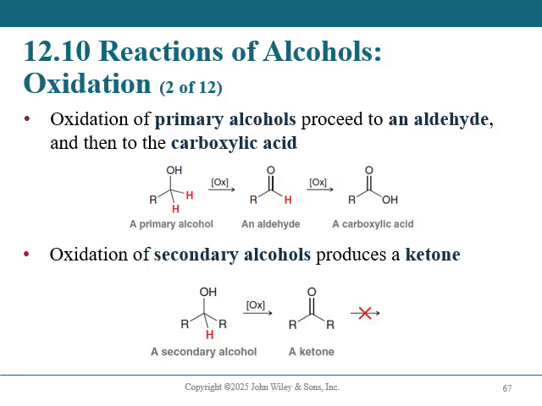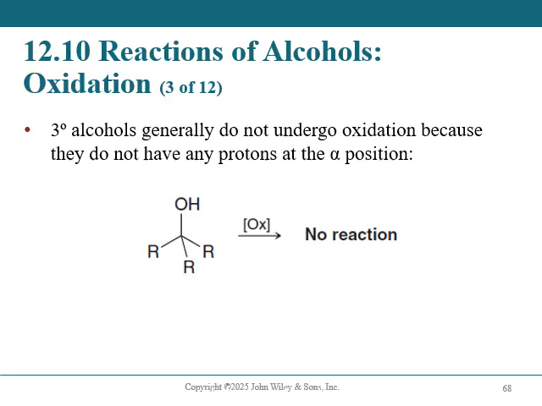Oxidation of primary alcohols proceeds to an aldehyde, and later on, if you keep oxidizing, it proceeds to a carboxylic acid. Oxidation of secondary alcohols will produce ketones. It stops there, it doesn't really produce esters or anything like that. Tertiary alcohols generally don't undergo oxidation because they don't have any protons at the alpha position, right here. Because it can't participate, we say that there's no reaction there.